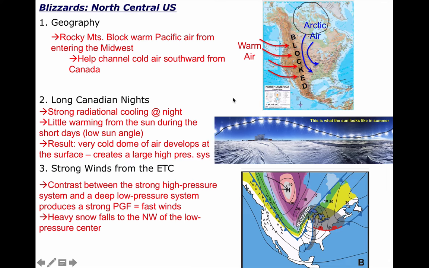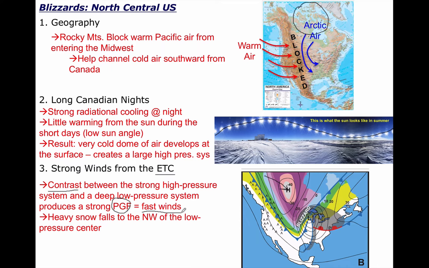Now, what does all this result in? It results in the development of an ETC. Now, what is that? Extratropical cyclone, a big winter storm. And it's the contrast, make sure you see that, the contrast between the high pressure system and the low pressure system that gives us a strong PGF. So here's another abbreviation. PGF stands for pressure gradient force. Remember learning about that? It's the gradient in these black lines, the isobars. You see, to make a blizzard, you have to have snow and wind.